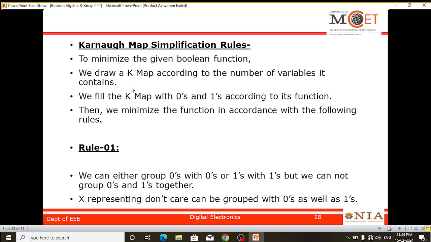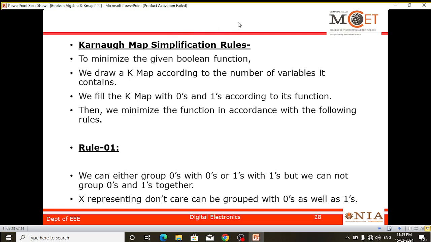Let us take some examples. If the function input is a comma b, 2 variables are enough. If the input is a comma b comma c, you choose a 3 variable K-map, or if the input has 4 variables, you take the 4 variable K-map. Then we fill the K-map with zeros and ones according to its function. Then we minimize the function in accordance with the following rules, for simplification of Boolean functions using K-map.